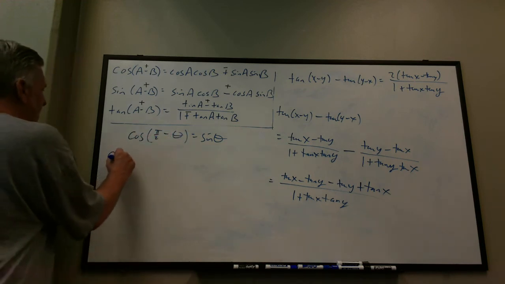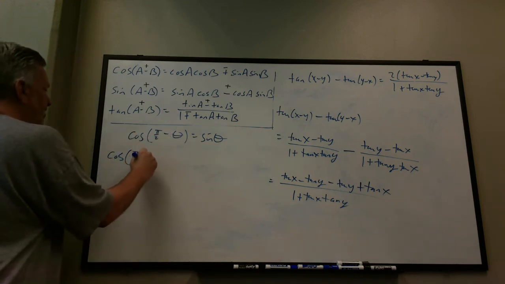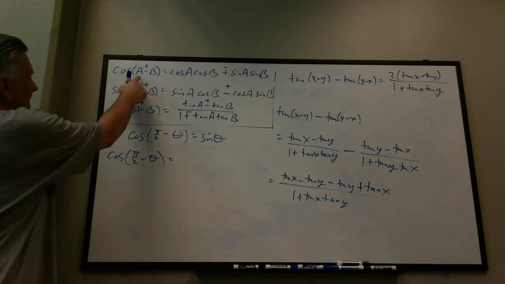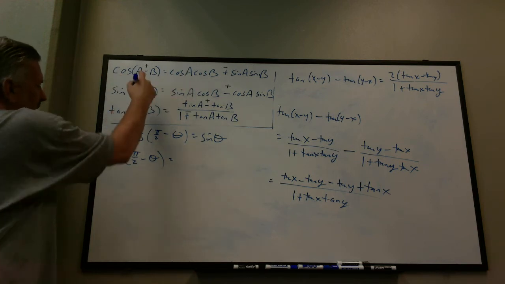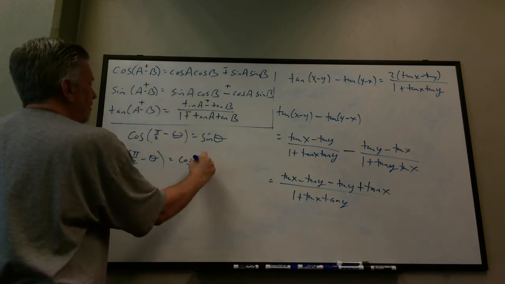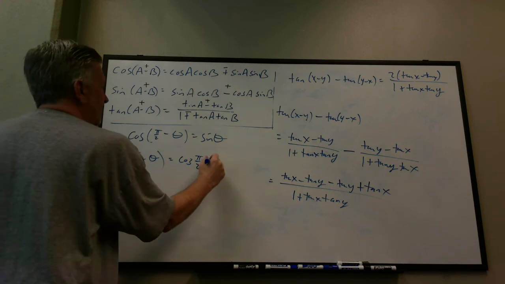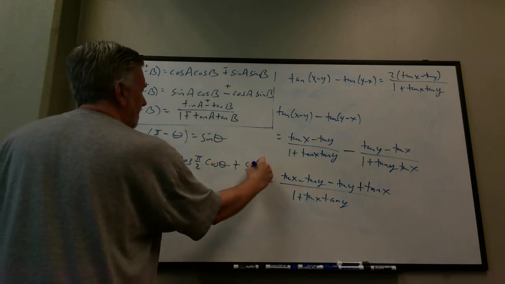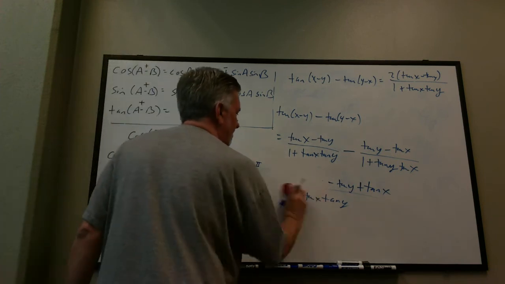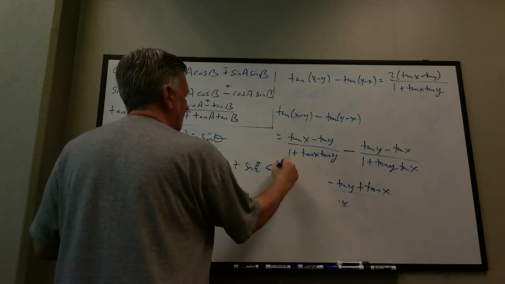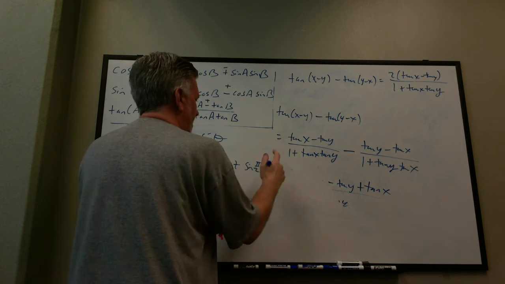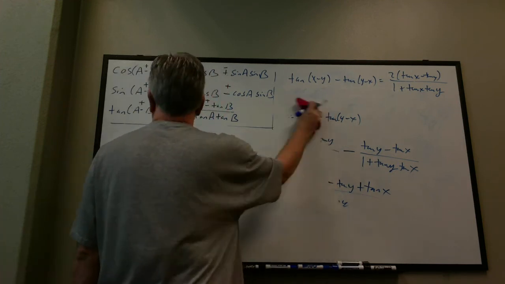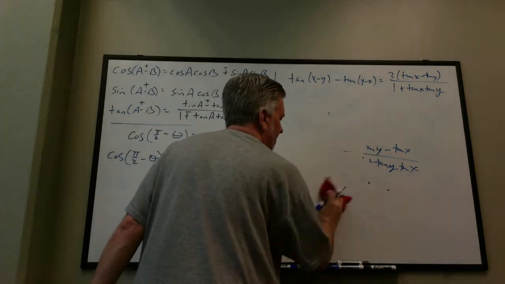So I'm going to start with the left-hand side. Cosine of pi over 2 minus theta. Well, if I use the cosine a minus b formula, the one in blue, that's cosine pi over 2 cosine theta plus sine of pi over 2 sine of theta. Okay? So I'm using the cosine a minus b formula.